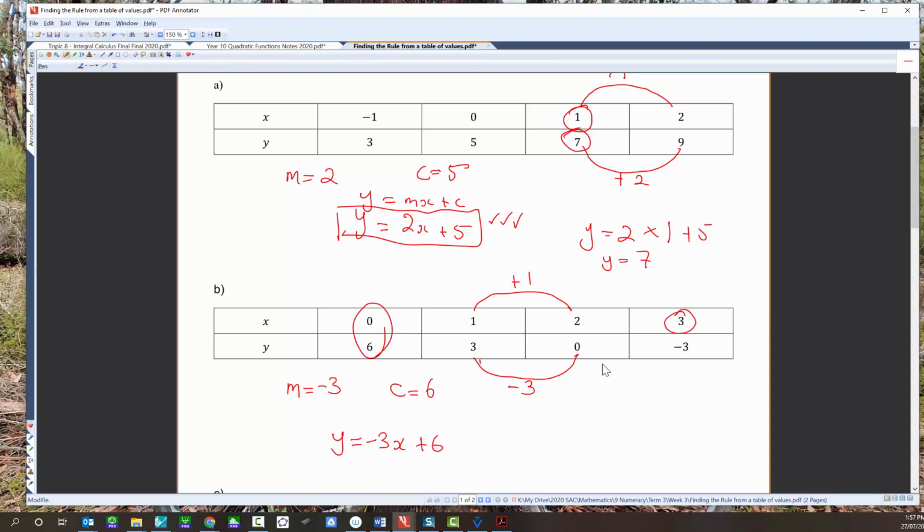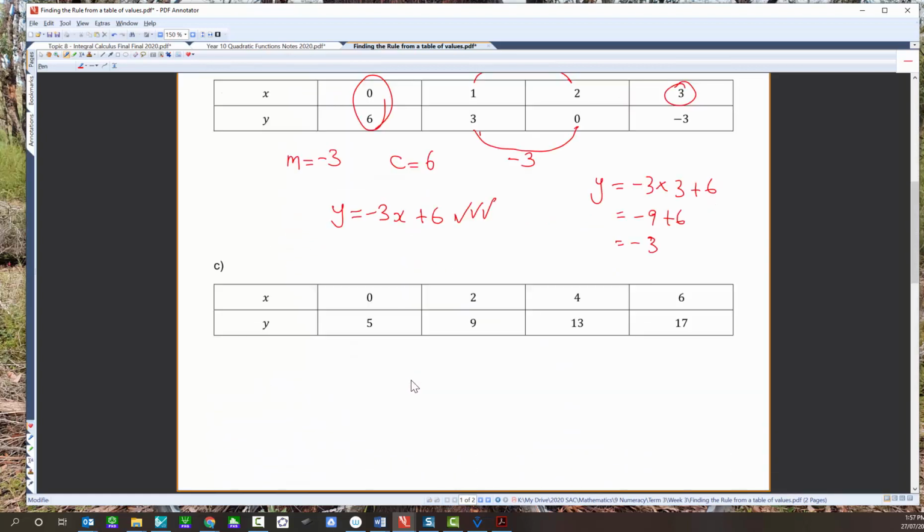Let's try it out on x is equal to 3. So y equals negative 3 times 3 plus 6. Negative 3 times 3 is negative 9, plus 6 is equal to negative 3. This suggests that when x is equal to 3, the y value is negative 3, and that matches up perfectly with the table of values. So I'm very confident that that's correct.